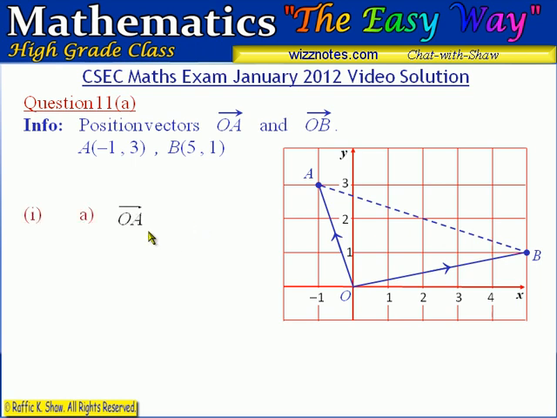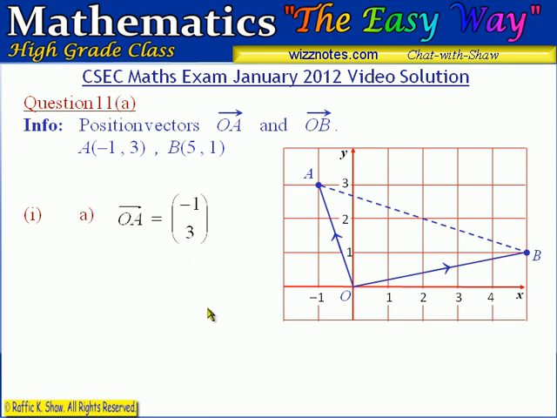The first question is asking us for the vector OA. Now that's a position vector of A. And the position vector of A is the displacement from the origin to A. So to go to A from the origin, we would have to go 1 unit backwards and 3 units upwards. And so the column matrix for the vector OA, which is the position vector of A, is -1, 3, having the same values as the coordinates of the point A. So that's the vector OA, the position vector of A, -1, 3.